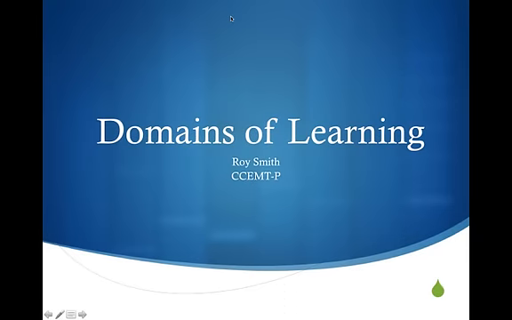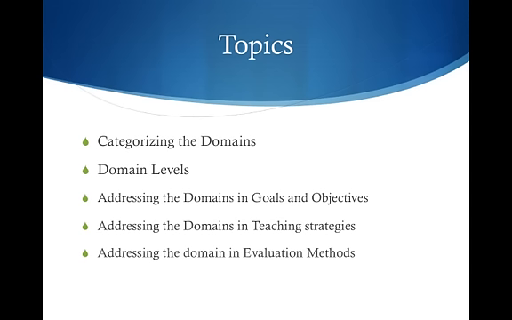Alright, this is going to be the domains of learning. Whenever we take a look at the domains of learning, pretty much for years educators have used different domains of learning, and there's pretty much three of them that we're going to isolate on here: cognitive, affective, and psychomotor.